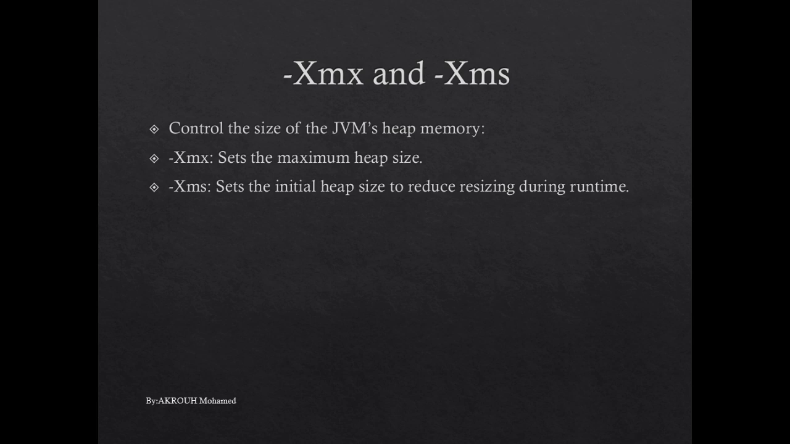First, we have the -Xmx and -Xms options, which control the size of the JVM's heap memory. -Xmx sets the maximum heap size your JVM is allowed to use. By limiting this, you can prevent your application from consuming excessive memory. -Xms sets the initial heap size. By setting a larger initial heap size, you can reduce the number of memory allocations at runtime, potentially improving performance by avoiding the overhead of resizing the heap frequently. Tuning these settings helps manage memory usage more effectively, especially in applications with high memory demands.